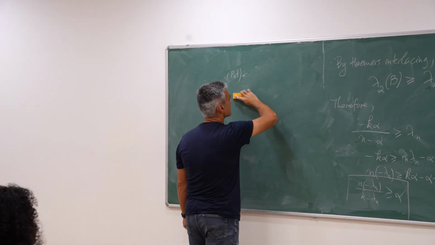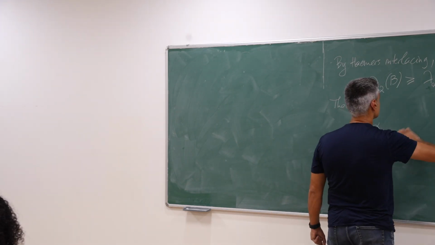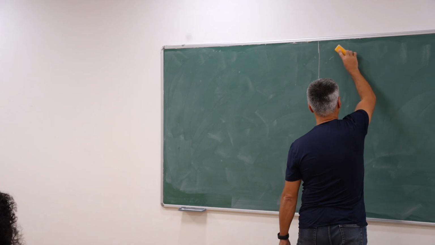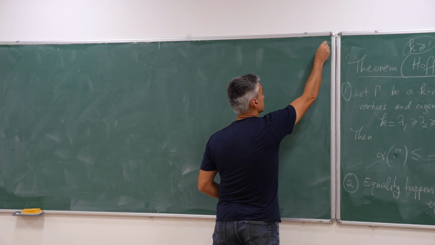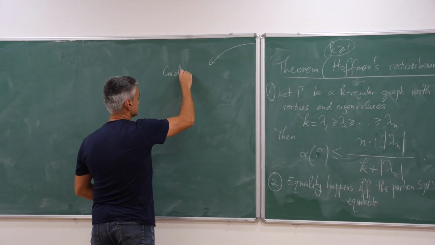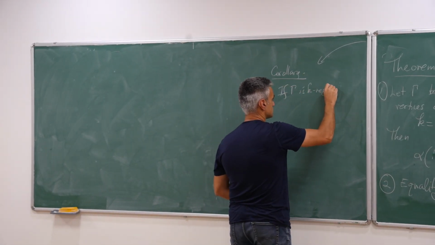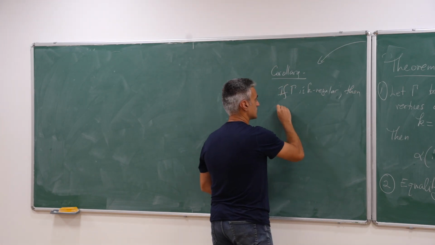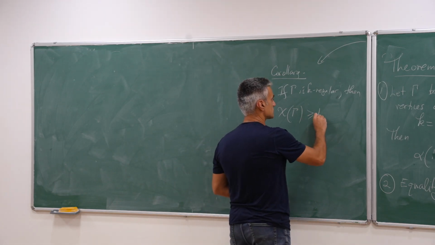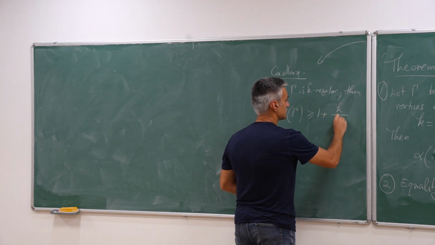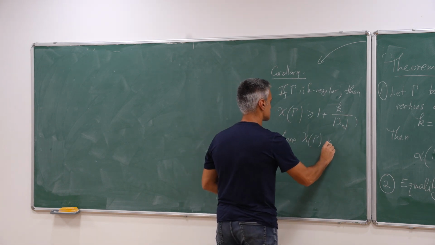Oh, yes. So let me tell you one more thing about this. Also a consequence of this theorem, so corollary: if gamma is k-regular, then, I haven't defined this, but I'll define chi of gamma, the chromatic number of gamma, is going to be greater or equal than 1 plus k divided by the absolute value of lambda n, where chi of gamma is the chromatic number.